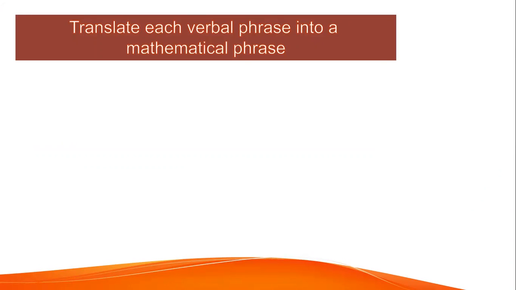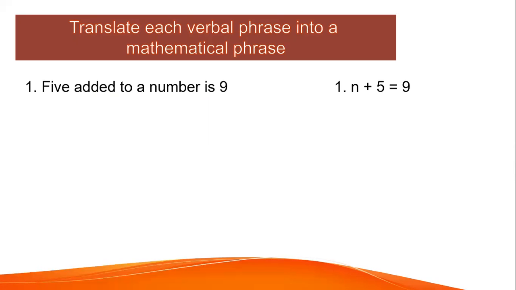Translate each verbal phrase into a mathematical phrase. Number one, 5 added to a number is 9. When you say is, it means equal. And added means sum. So let us translate this verbal phrase into a mathematical phrase. Therefore, the answer will be n plus 5 equals 9. So this will be your verbal phrase and this will be your mathematical equation.